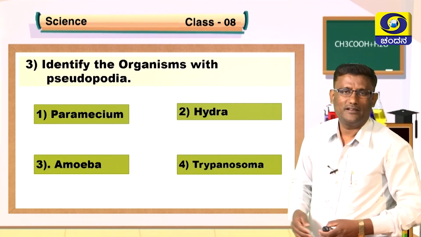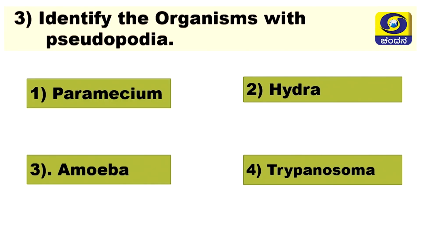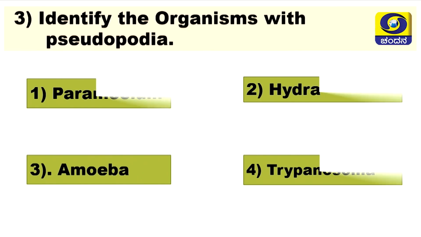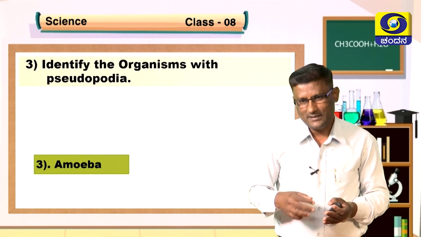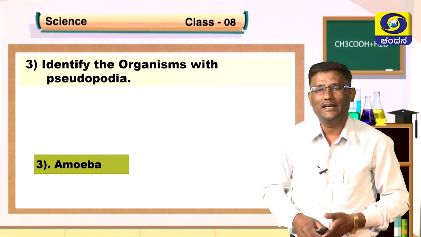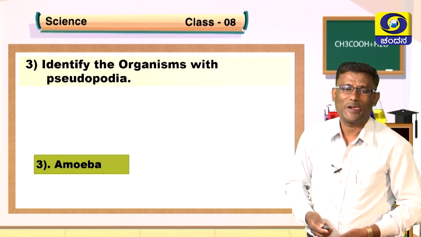Now the third question: identify the organism with pseudopodia. Here also there are 4 answers given. First one is Paramecium, second is Hydra, third is Amoeba, and last one is Trypanosoma. Among these 4 responses, which one is the correct one? Yes, the correct answer is amoeba. You know that in amoeba, pseudopodia are formed and help in movement, which in turn helps in capturing food materials.